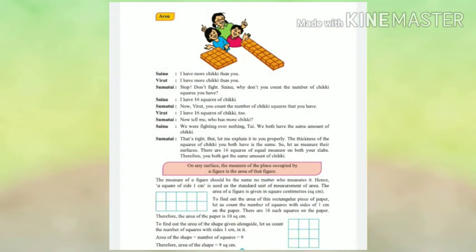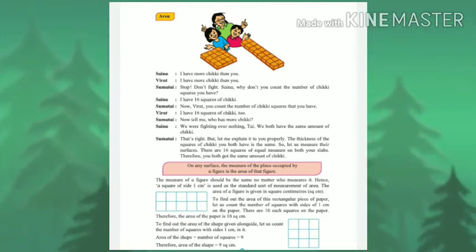Saina: I have 16 squares of chikki. Sumatai: Now Virat, you count the number of chikki squares that you have. Virat: I have 16 squares of chikki too. Sumatai: Now tell me who has more chikki. Saina: We were fighting over nothing, Tai. We both have the same amount of chikki.